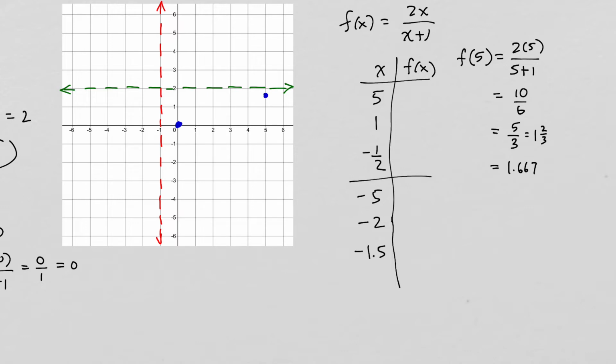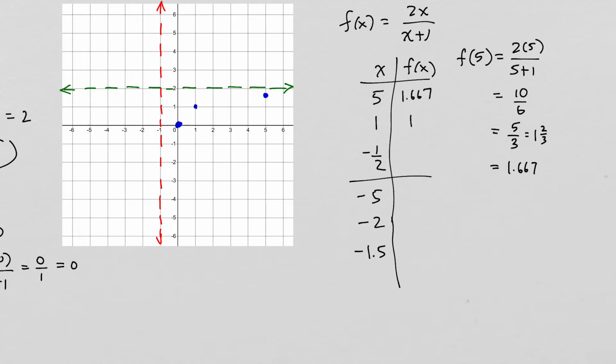And you don't have to have absolute precision when you do these. All right. So I'll go ahead and fill in as a decimal here. When you plug in 1, you're going to get 1 because 2 times 1 is 2, and 1 plus 1 is 2, and 2 divided by 2 is 1. So the point (1, 1) is on the graph.